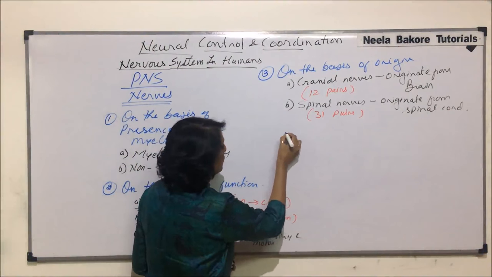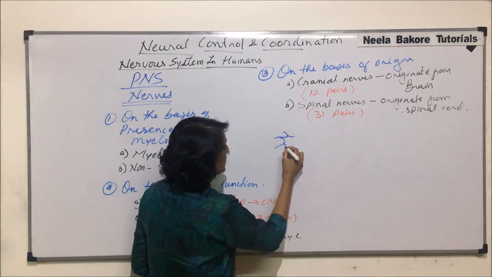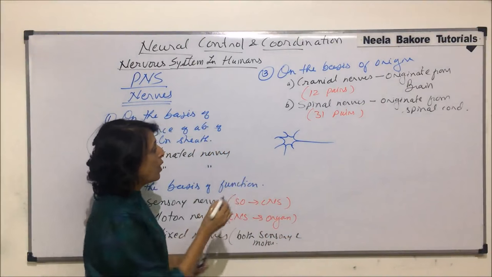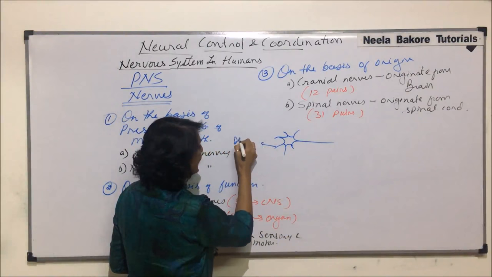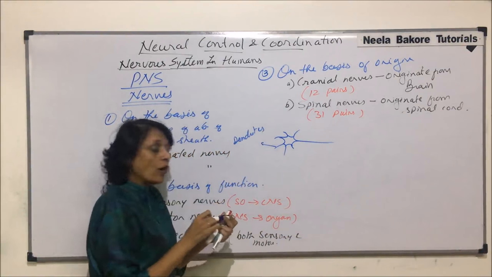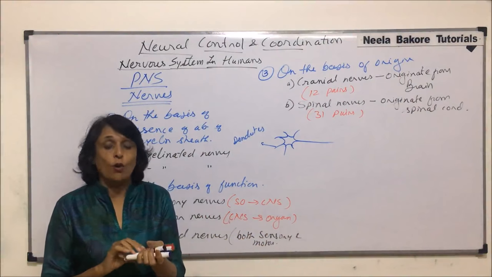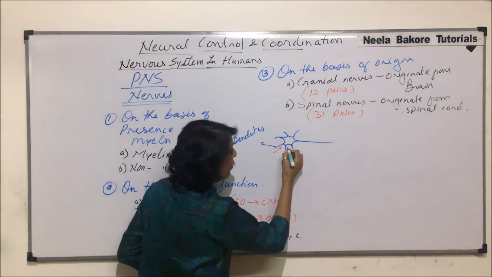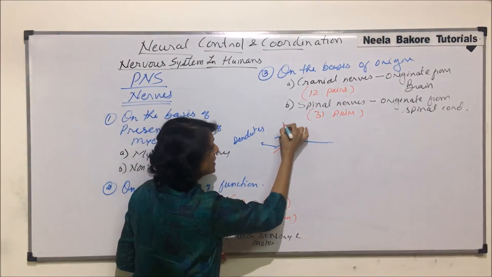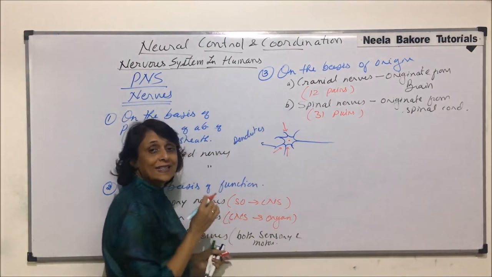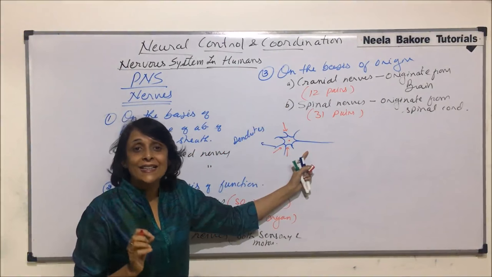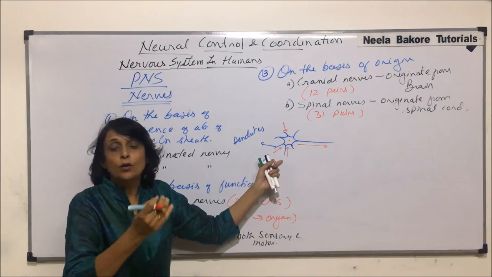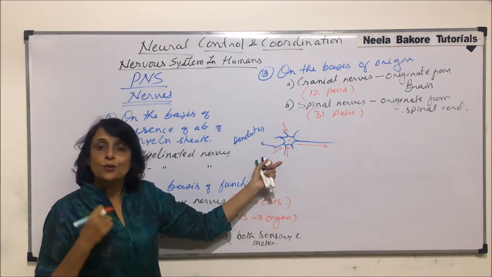When we made the diagram of neuron, we made the cell body and a long process which is called axon. These smaller processes, which are called dendrites, their job or function is to collect the messages or stimulus from various parts. So the direction in which the message is going to go is from outside to the cell body. That means outside to inside. Axon is going to carry that impulse away from the cell body. So this is the direction in which the impulse is going to travel.